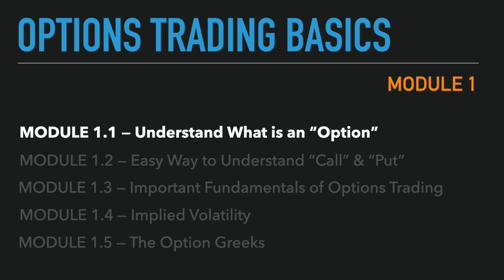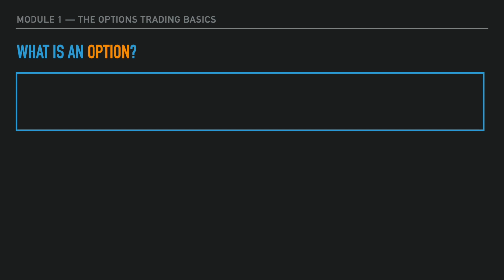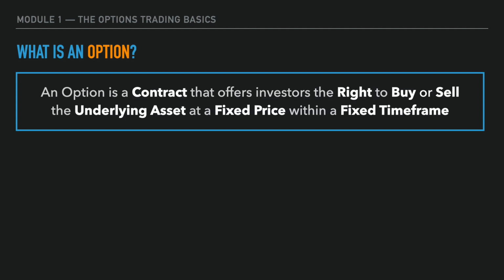Alright, let's get started. We all know an option is a financial derivative that we can trade to make money. But what is the exact definition of options? An option is a contract that offers investors the right to buy or sell the underlying assets at a fixed price within a fixed time frame. This is the most complete and accurate definition of options.